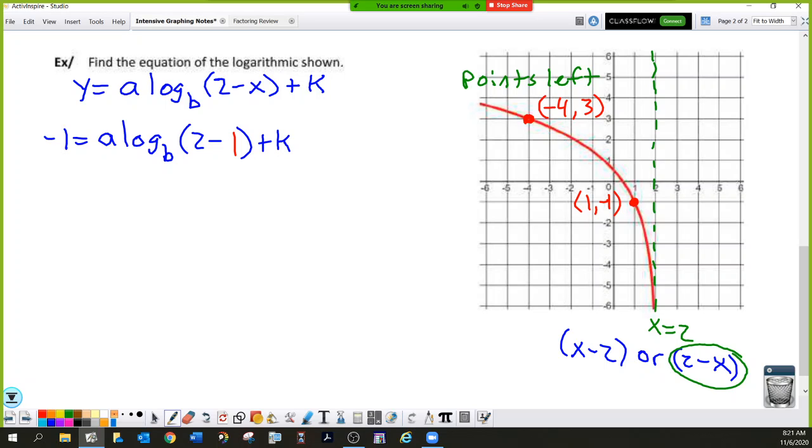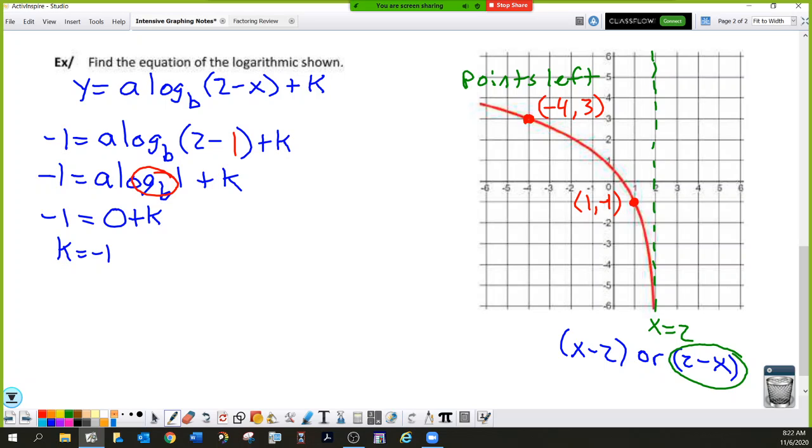Well, okay, let's do some simple maths. A log base b of 2 minus 1 is 1. Wait a minute. What does log base b of 1 equal? This equals 0. So what they have here is negative 1 equals a times 0, which is 0, plus k. Look at that. Plugging in the point closest to the asymptote immediately shows me my vertical shift. How about that? My k value must be negative 1.